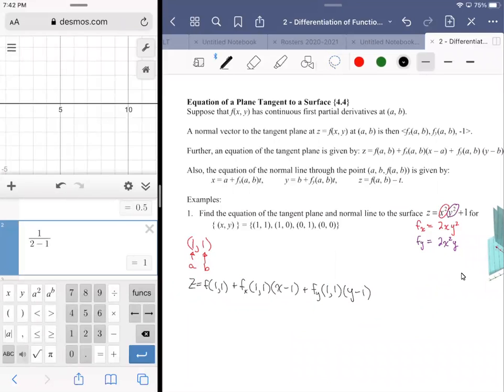If I plug a 1 in for x and 1 in for y in the original function, I'm getting 1 squared times 1 squared plus 1. So 1 times 1 is 1, plus 1 is 2. Plus the first order partial with respect to x, that's this guy over here, popping in a 1 and a 1. We do the same thing for the first order partial with respect to y. If I plug in a 1, I'm going to get a 2 again. So 2 times x minus 1 plus another 2 times y minus 1.